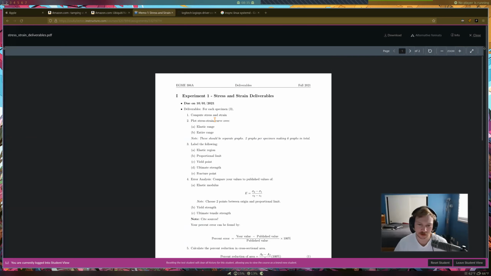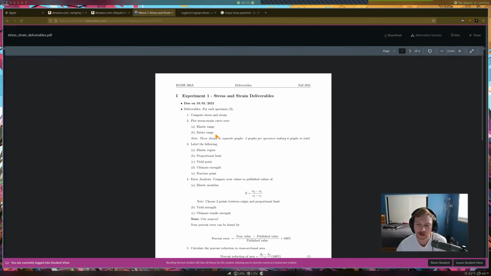Okay, so you're going to compute the stress and strain. We go over that in the data reduction video. Next, plot the stress strain curve over the elastic range and the entire range. That means we're going to have 2 graphs per material. In the video, I go over how to graph it over the entire range. To graph it over just the elastic range, you can just constrain how many data points you plot.